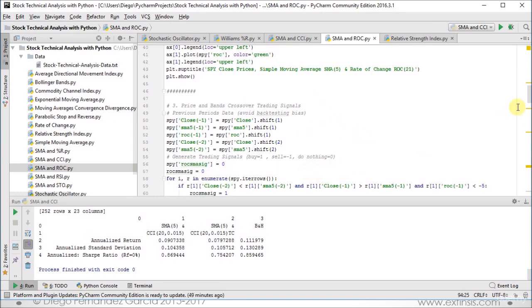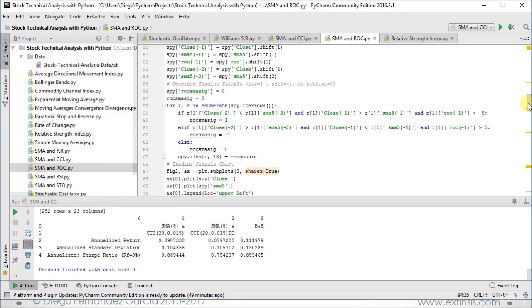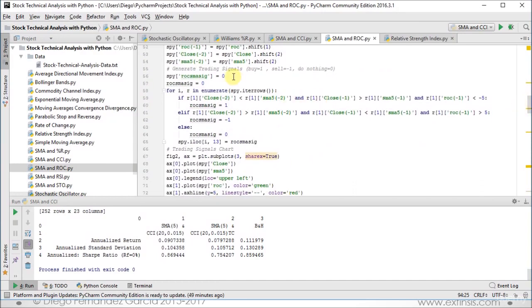Next, we're going to generate our trading signals. In this case, buy 1, sell -1, do nothing with 0. We generate the column where we're going to store them. Also the variable, which we're going to modify within our for loop.